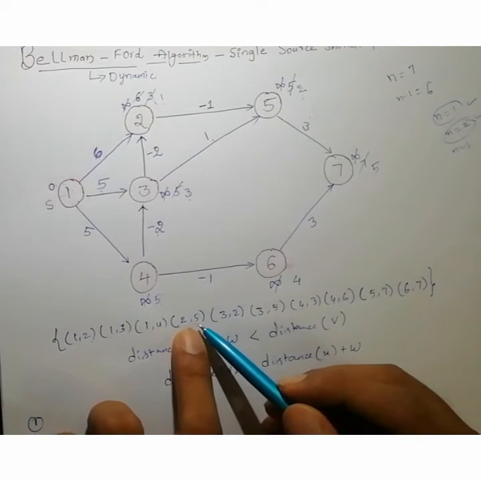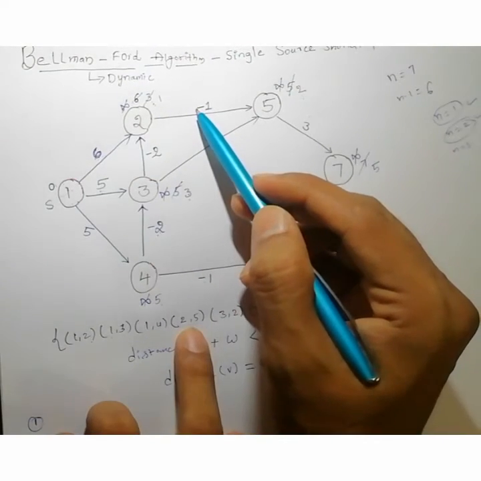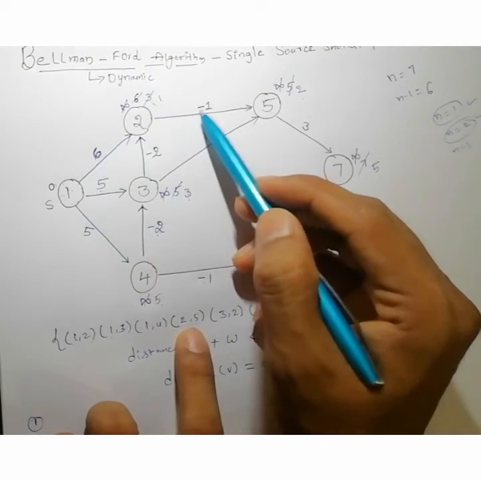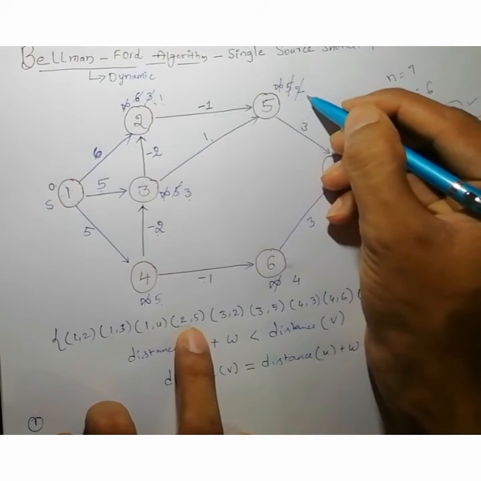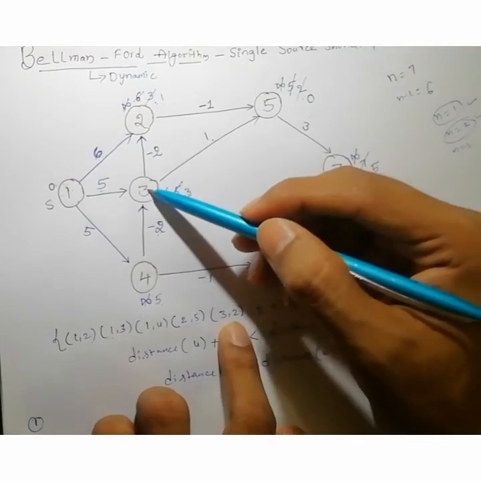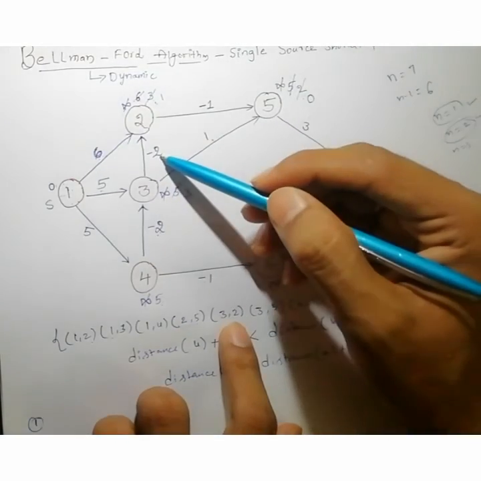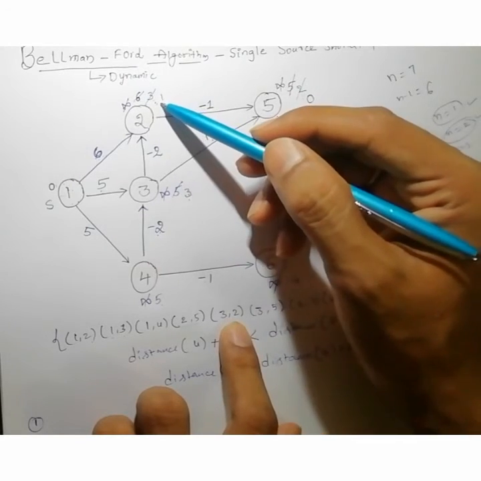Again check for the next edge 2 to 5, that is 1 minus 1. What is the value? 0. Is 0 less than 2? Yes. If it is, now updated, the distance of 5 will be 0. Again next edge 3 to 2. Is 3 minus 2, that is 1, less than 1? No. So still the distance of 2 is 1.